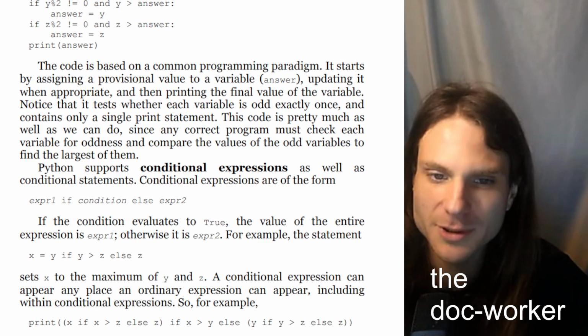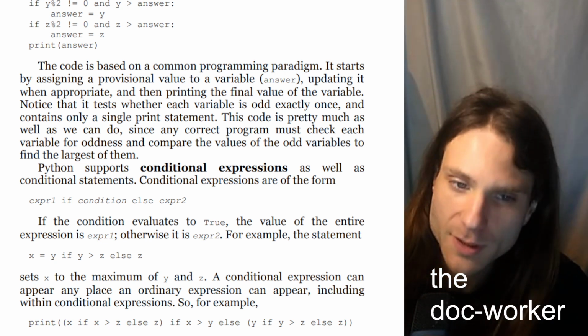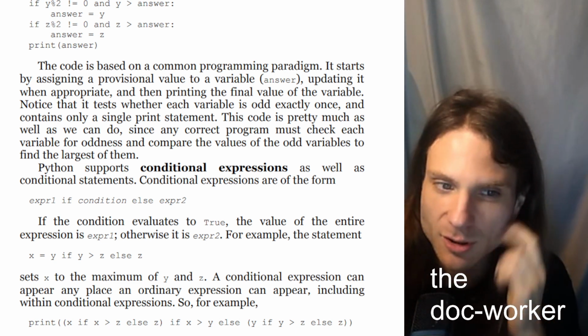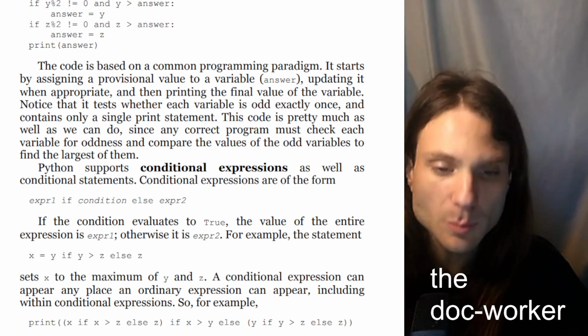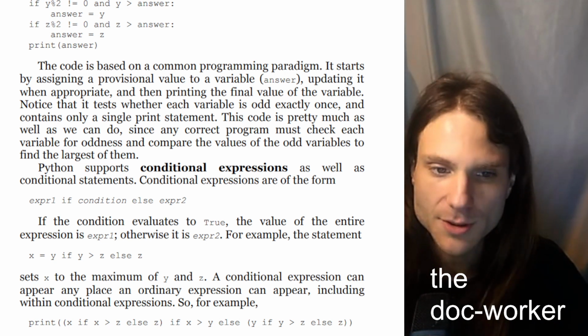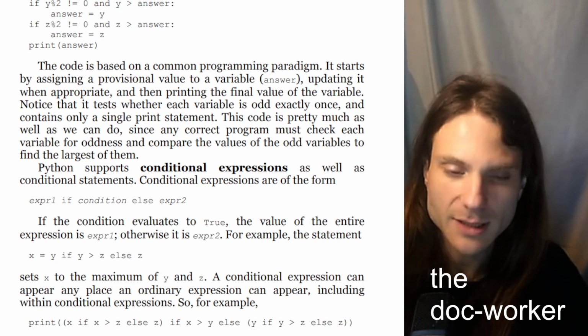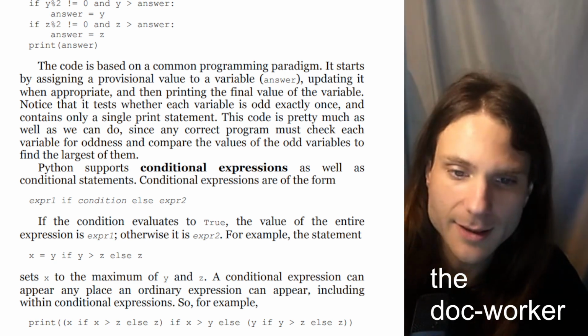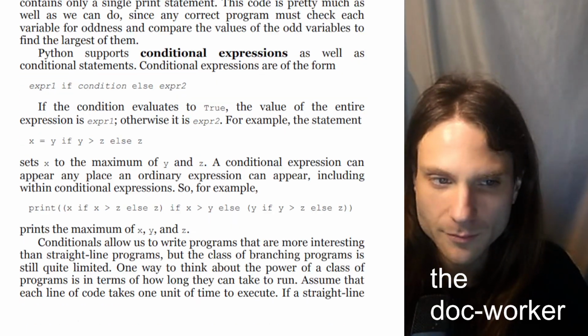Updating it when appropriate, and then printing the final value of the variable. Notice that it tests whether each variable is odd exactly once, and contains only a single print statement. This code is pretty much as well as we can do, since any correct program must check each variable for oddness and compare the values of the odd variables to find the largest of them.